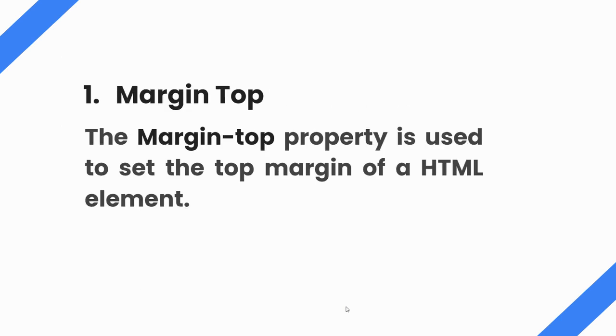So next we have the margin top. So the margin top property is used to set the top margin of the HTML elements. Yeah, so the margin top lets you define how you want the top margin to look, and we'll get to see more about this when we get to the coding.